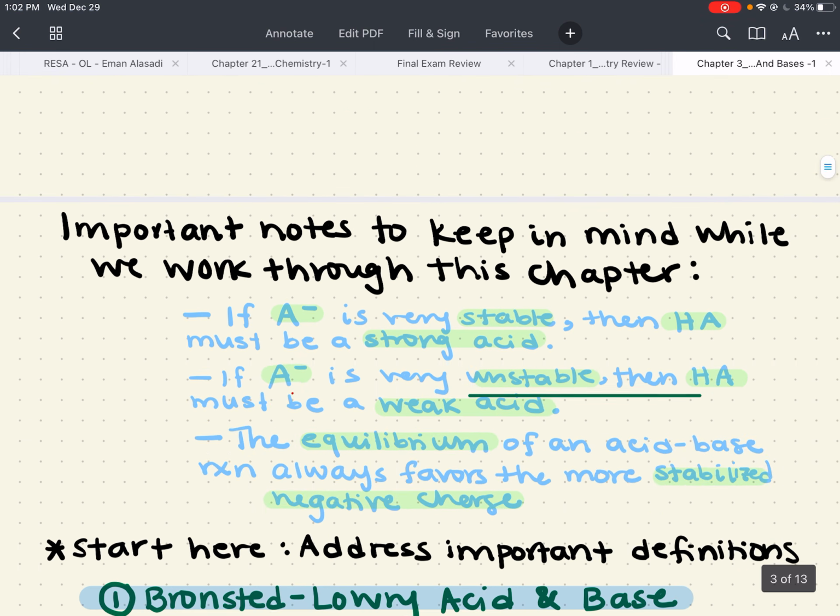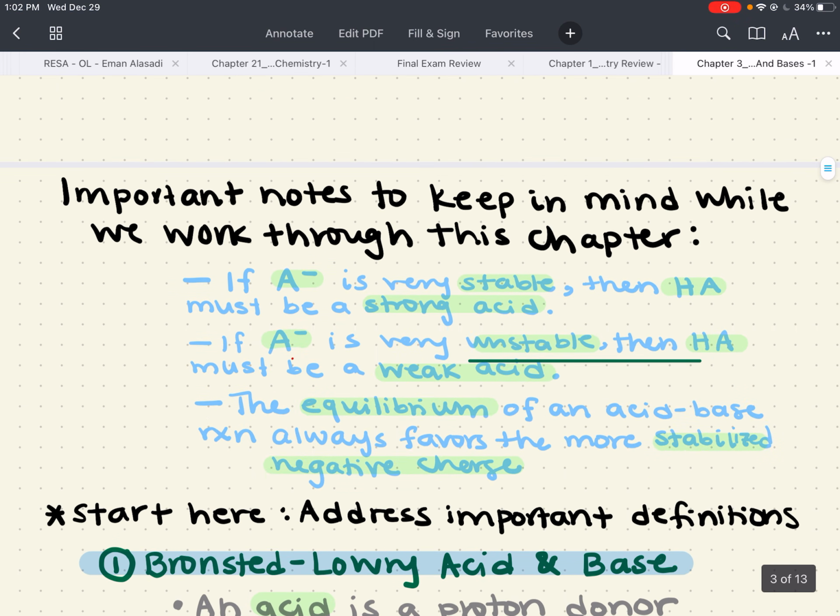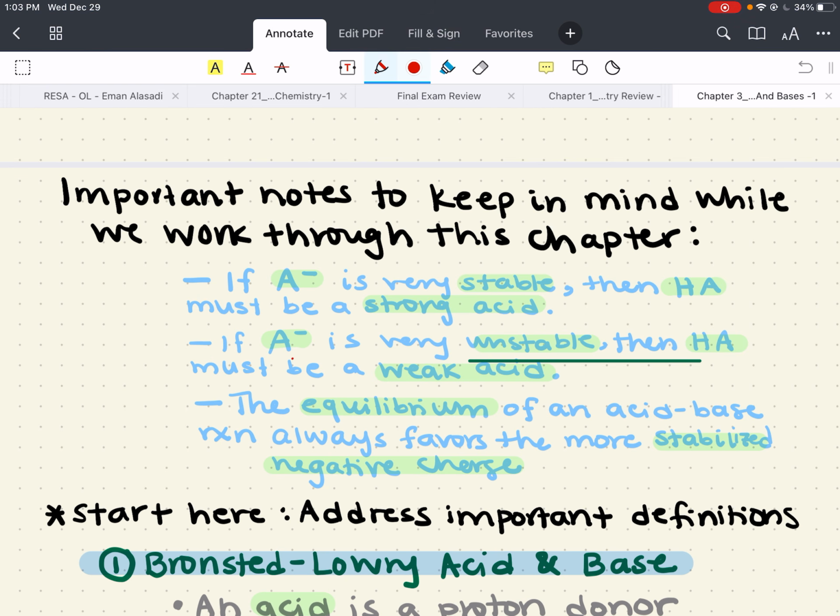Now, before we start with defining some terminology, I just want to make a few quick notes for you to keep in mind. These points are going to reappear in our discussion later, but I'm mentioning them now because I think it will be beneficial for you to keep this in the back of your head as we go through our discussion. Really quickly, whenever you see HA written, this is referring to a protonated acid. And if you see A minus, this is referring to a deprotonated acid.